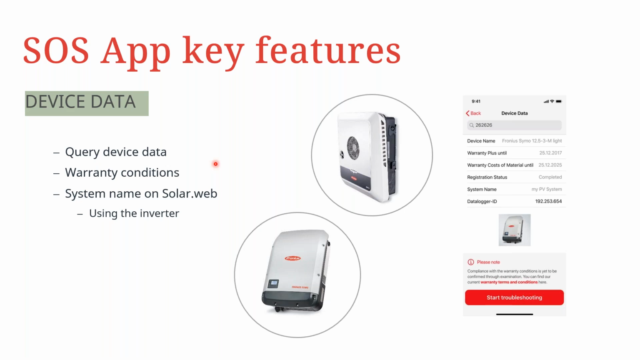But for the bigger devices, up to the 100 kilowatt Tauro, you still maintain the 5 years warranty on registration in Fronius SolarWeb. Of course, you can do a warranty extension, which is then a paid service beyond the free period provided by Fronius. In terms of the device data, you can also see in SolarWeb which system this inverter is being used in. Directly in SOS, you can see the SolarWeb system name where this particular inverter has been installed.